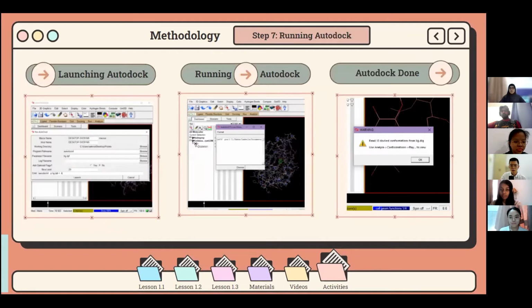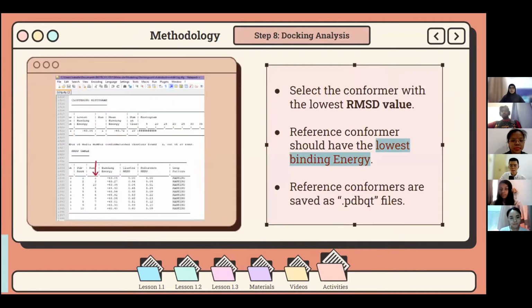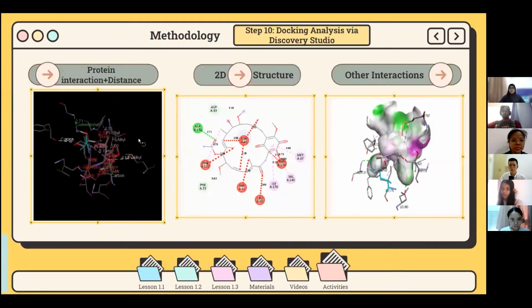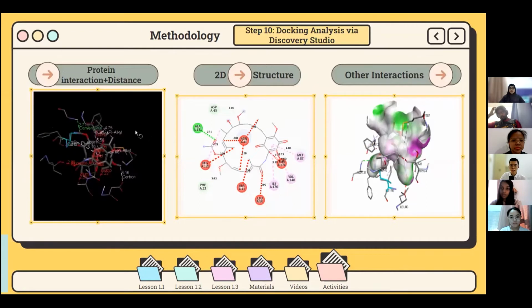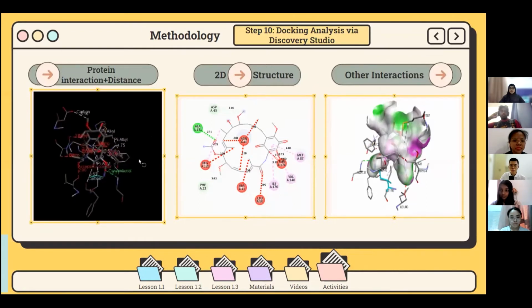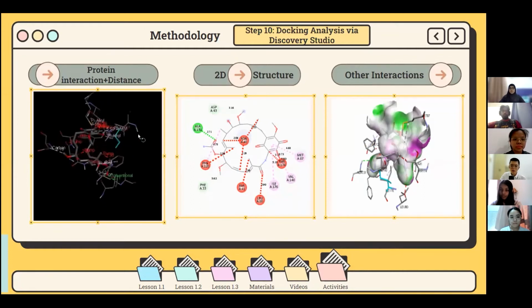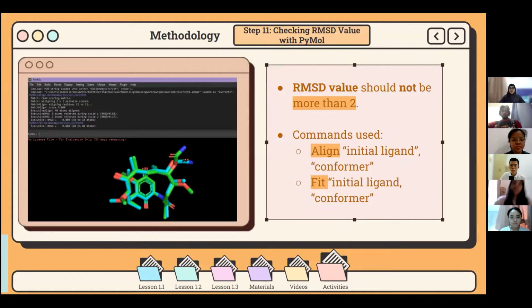Subsequently, AutoDock is launched and a brief moment is required for computing the ligand-protein interaction. The conformer with the lowest RMSD and lowest binding energy is taken into account. Following that, the conformer is then built in Discovery Studio or AutoDock to visualize the docking result. The protein-ligand interaction can be viewed in 2D or 3D conformation using Discovery Studio Visualizer. In addition, various interactions such as hydrogen bonds, aromatic and hydrophobic bonds may be viewed as well. Finally, the RMSD value is calculated via PyMOL with the align or fit command to ensure that the value is less than 2.